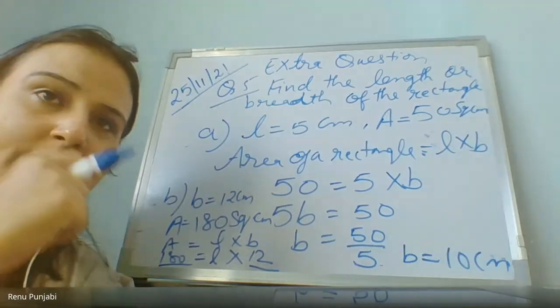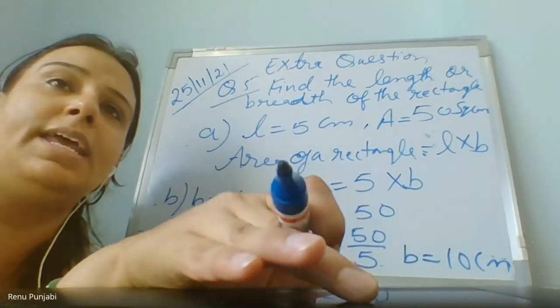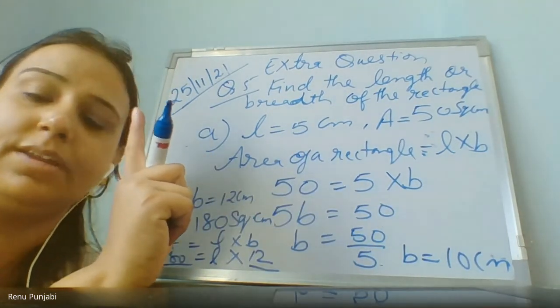What will be the answer? Ma'am, 20 divided by 4, 5 centimeters. Ma'am, 6 centimeter. Yes. How are you going to find the answer? Because it's not the area given, it's the perimeter given, isn't it?